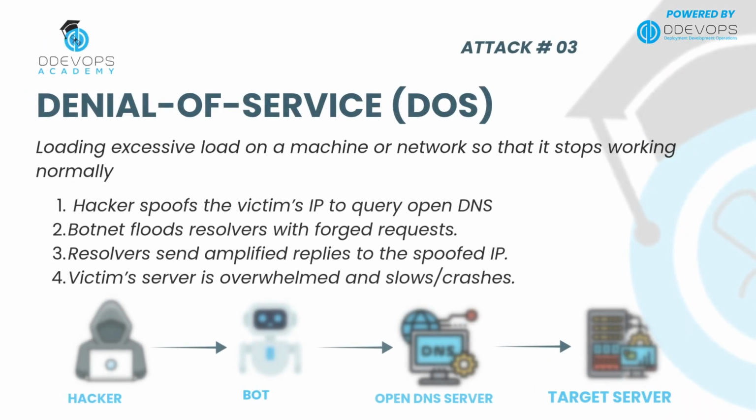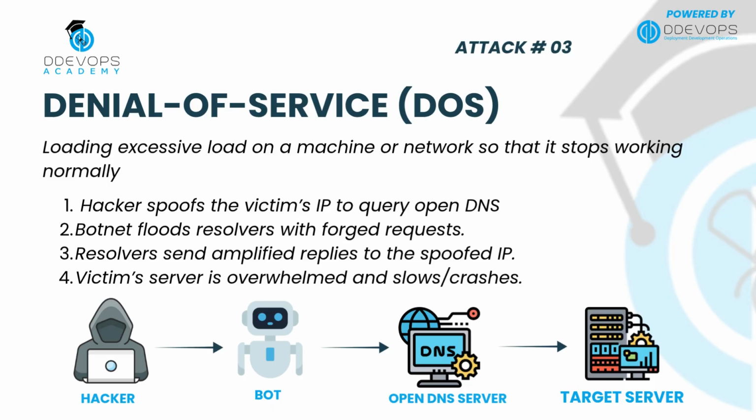Denial of service, or DDoS, overwhelms a machine or network so real users can't connect. In a DNS amplification attack, the attacker spoofs the victim's IP and uses a botnet to blast open DNS resolvers with fake queries. The resolvers send much larger replies to the spoofed address, multiplying the traffic. These amplified responses flood the victim, choking bandwidth and resources. The service slows dramatically or crashes from overload, not a breach.